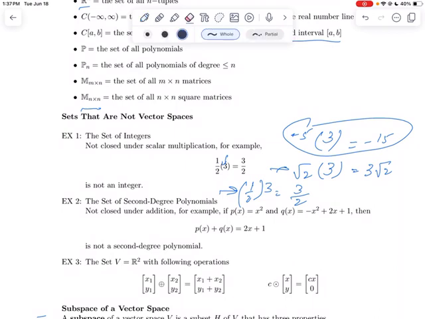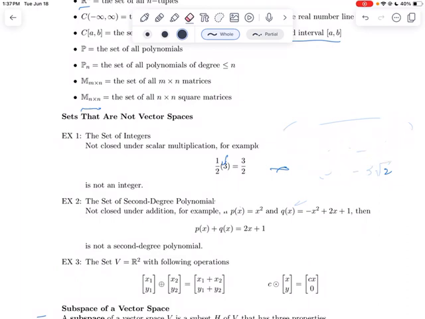Okay, so the next example is the set of second degree polynomials. Remember, up there we said the set of polynomials of degree 2 or less. Now here we are saying the set of polynomials of degree exactly 2. If we restrict to degree 2, then that is not a vector space. In the same way, the set of polynomials of degree 3 is not a vector space. And with any degree, that will happen.